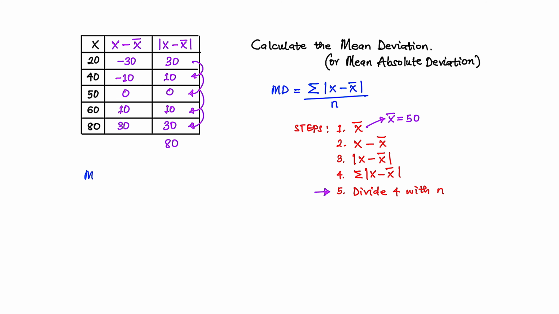So we say the mean deviation, which is equal to the sum of the absolute value of x minus x bar divided by the number of observations, is equal to, the sum is 80, so the numerator here will be 80, divided by the n, which is the number of observations. The n here is 5. We have 5 observations, as we have seen while calculating the mean. So 80 divided by 5 will give us a mean deviation of 16. That means on average, the deviation of each data from the mean is around 16. And this is how the calculation of mean deviation or mean absolute deviation is done.